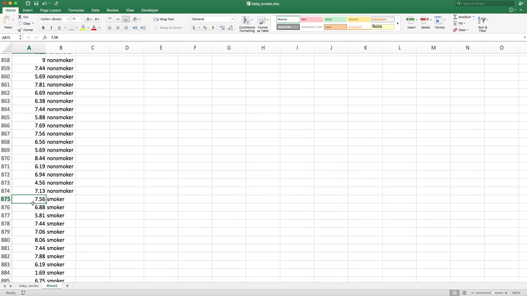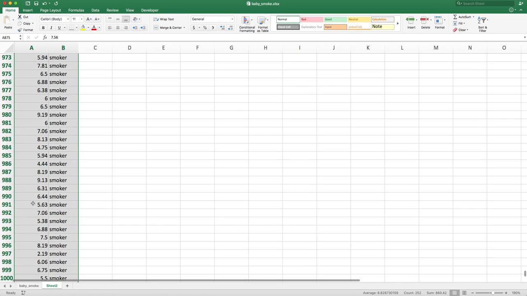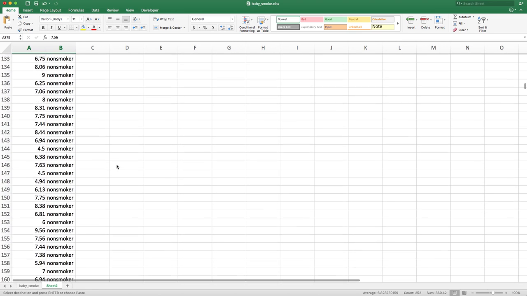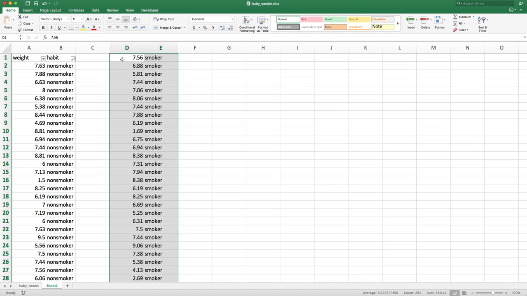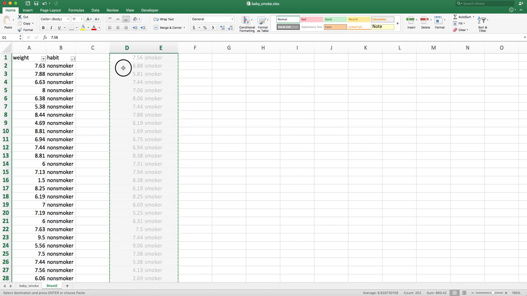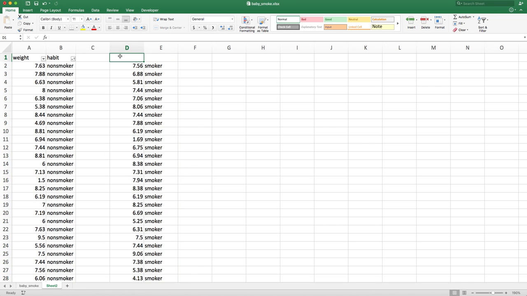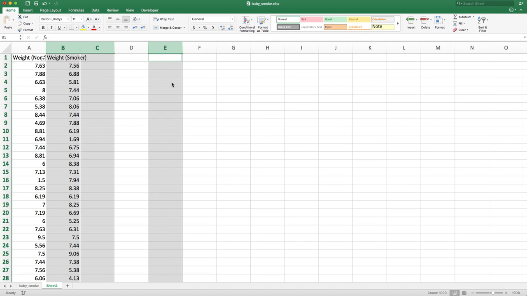So I'm going to take all of the smokers, cut those out and put them up here. So now let's just do some relabeling. Oops. So let's cut that. I want to put it one down below. There we go. So this is the baby's weight from smoking mothers. This is going to be the baby's weight from non-smoking mothers. And now I've got several other columns that I don't need, so let's just kill those off.